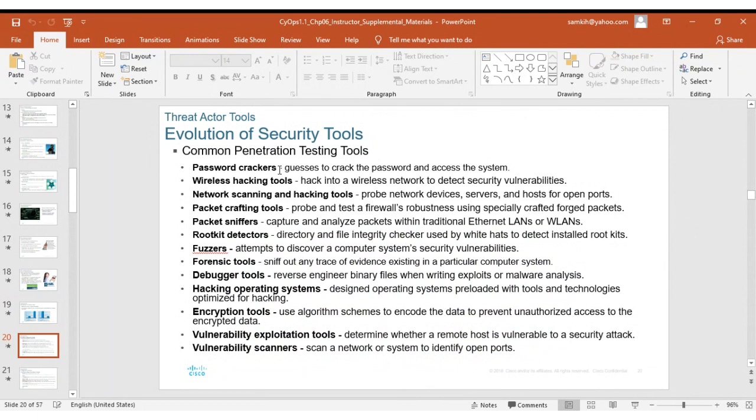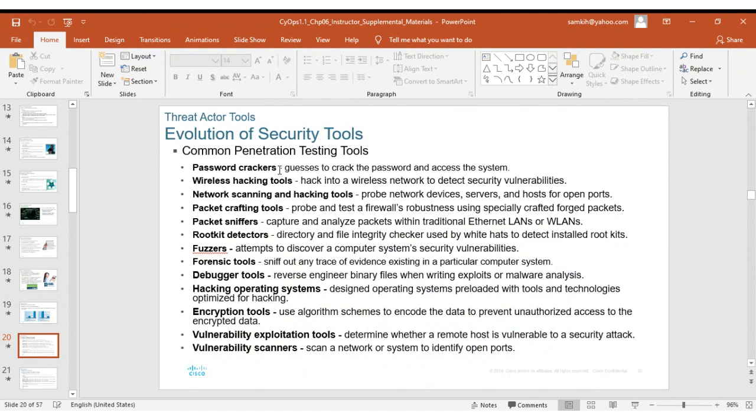We have debugger tools, so they reverse engineer binary files when writing exploits or doing malware analysis. To reverse engineer is to probably do the opposite of what that particular tool was intended to do. So we have hacking operating systems, and others are encrypting tools. I'll look for one, so that in my next class I can use an encrypting tool to show how you can encrypt your data.